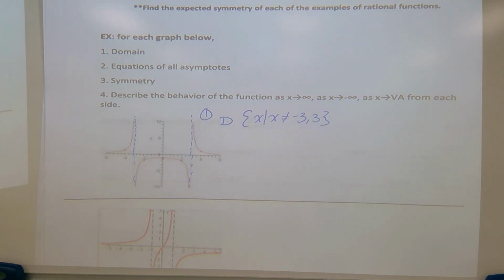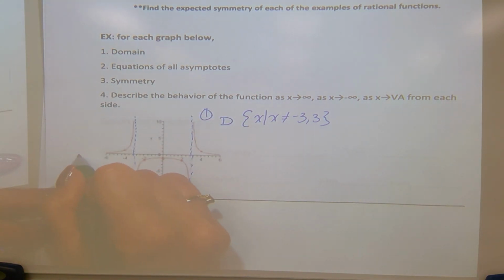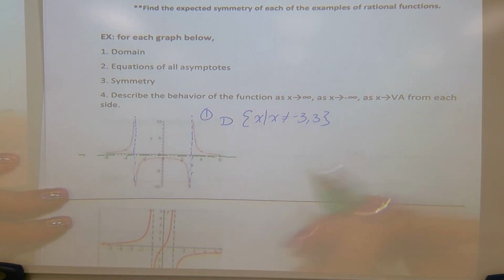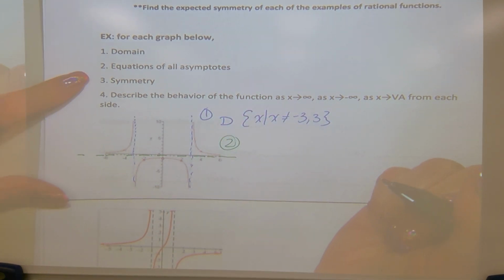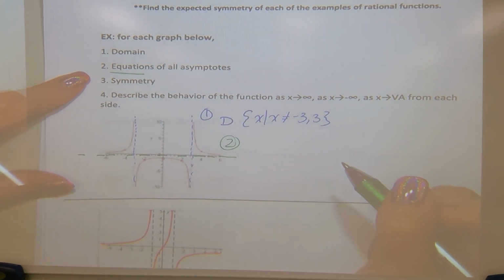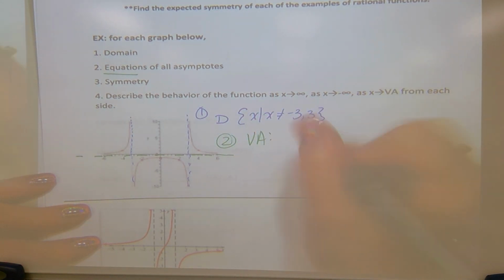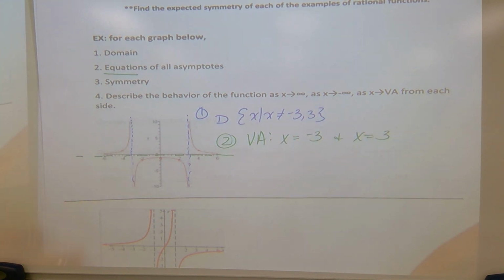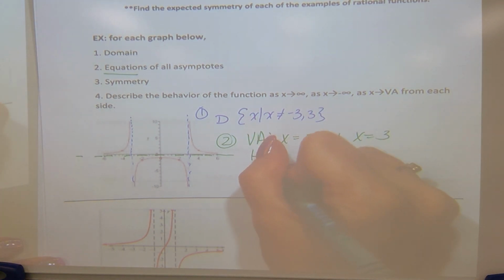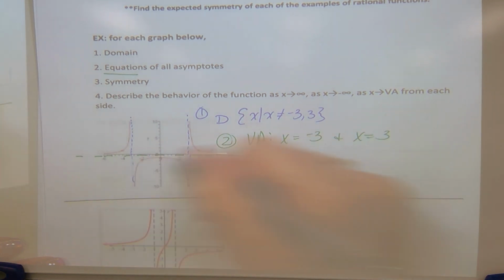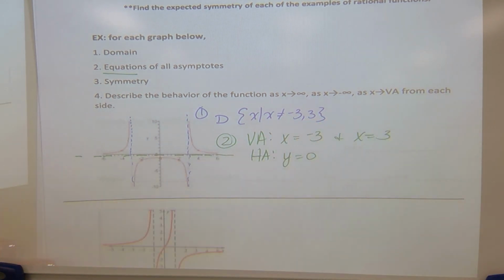I see that those are asymptotes. I have those two vertical asymptotes, and then it looks like I have a horizontal asymptote right here at the x-axis. So number 2 tells me to give the equations of all asymptotes. I have two vertical asymptotes. My equations for vertical asymptotes start as x equals. Then I have a horizontal asymptote at the x-axis, so that equation is y equals 0.